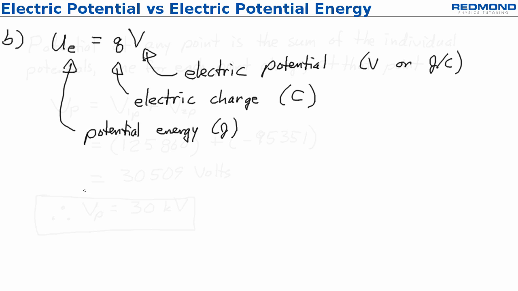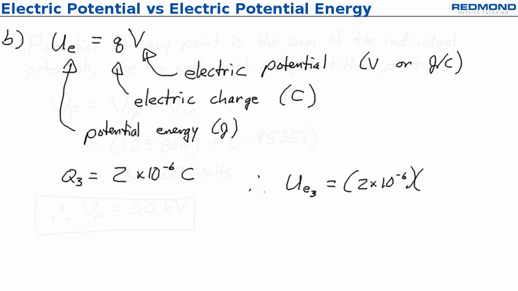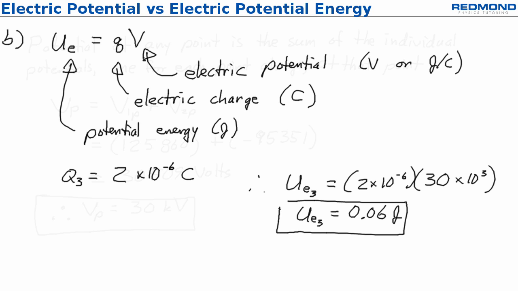If we put a 2 microcoulomb charge, so we were given that Q3 is 2 microcoulombs, therefore we can calculate the electric potential energy of charge 3, I'll call that UE3. It's going to be 2 microcoulombs times the electric potential at that point, which was 30 kilovolts, so that's 30 times 10 to the power of 3, which gives us 0.06 joules. And that's the electric potential energy of Q3 at point P.